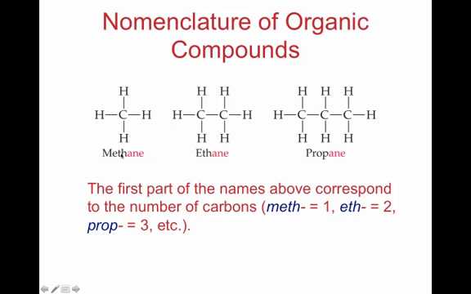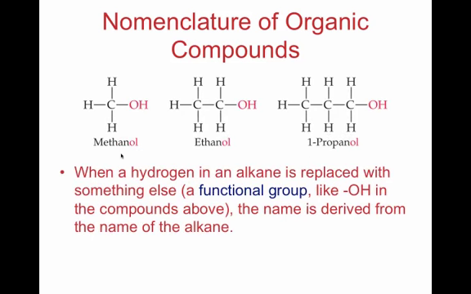So meth would equal 1, eth would equal 2, prop 3, but 4, and so on. We have a list of those we will learn later. Now, when we put something besides a hydrogen as a substituent group, when it's replaced with something else, it is referred to as a functional group, like OH in our example. The name of the compound is then derived from the name of that alkane.